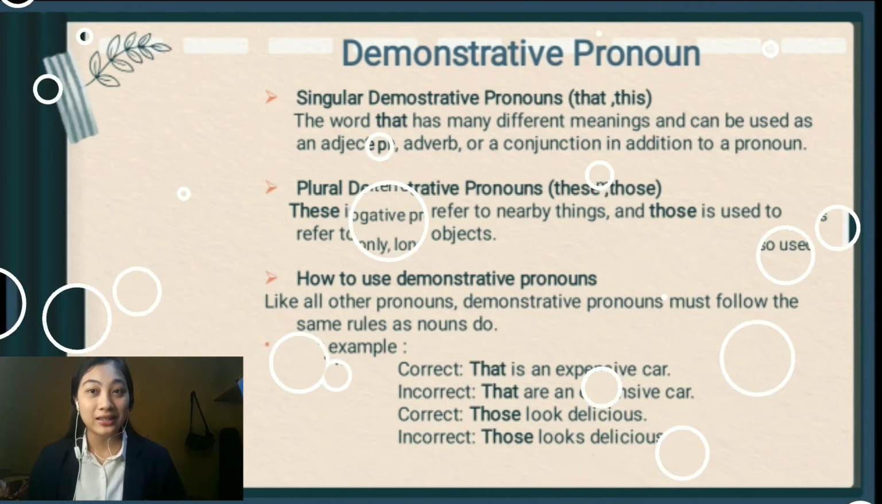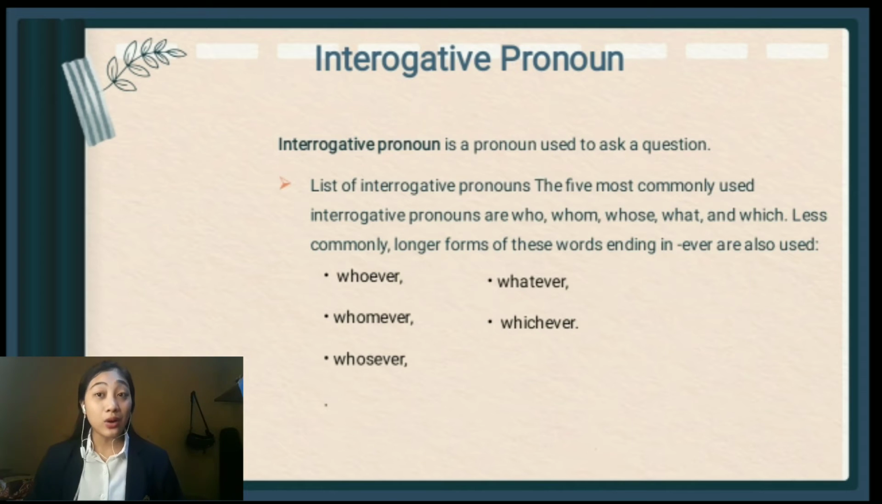The next material is interrogative pronouns. An interrogative pronoun is a pronoun used to ask a question. There are 5 interrogative pronouns. The 5 most commonly used are who, whom, whose, what, and which. Less commonly, longer forms of these words ending in ever are also used: whatever, whomever, whoever, whosever, and whichever.